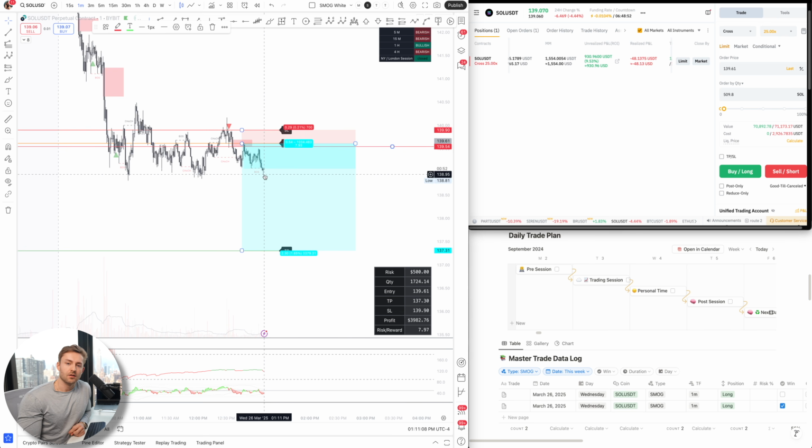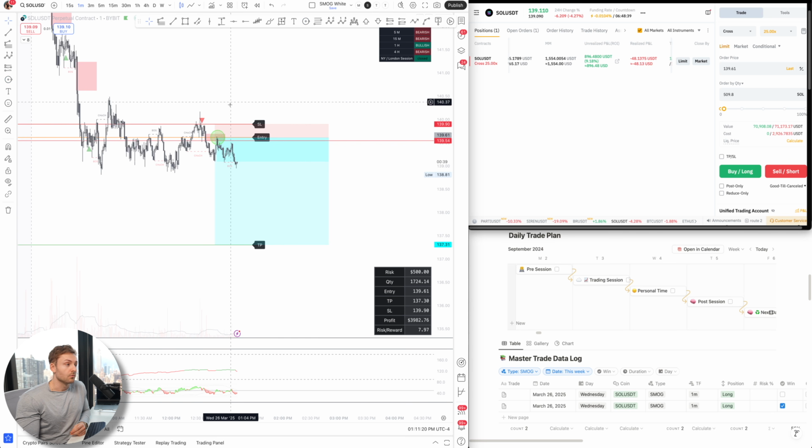So if it breaks underneath this low, we'll be able to take a good trade. Otherwise, we're going to stop out and basically be at break even. Okay, but just to show you, that's a really good move off of that initial zone. Hopefully we can get this to continue moving.